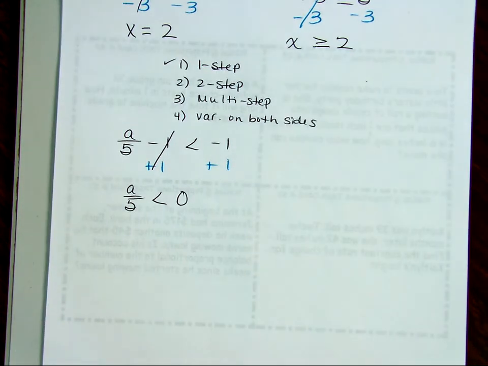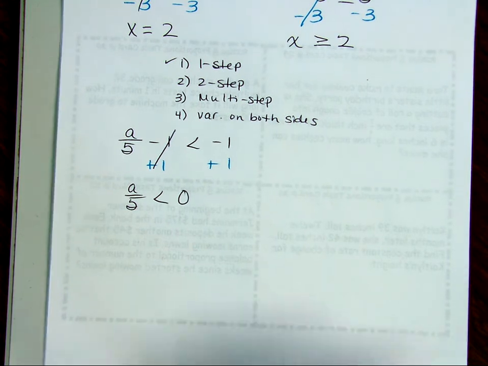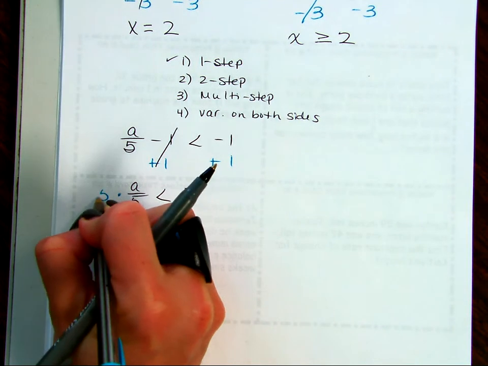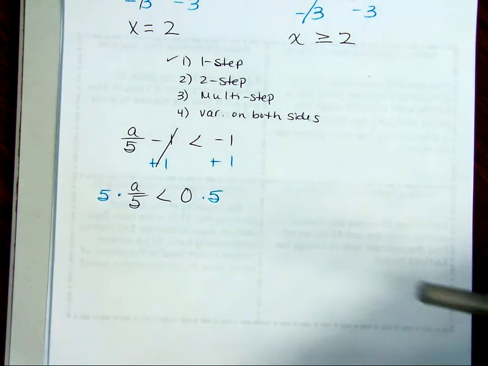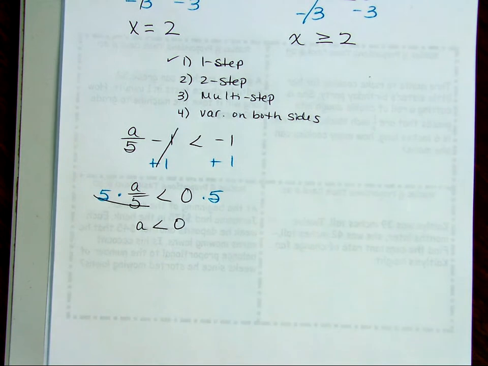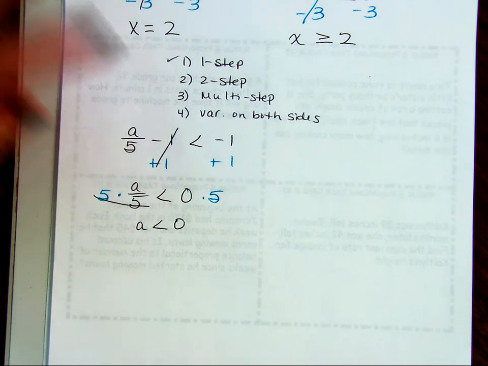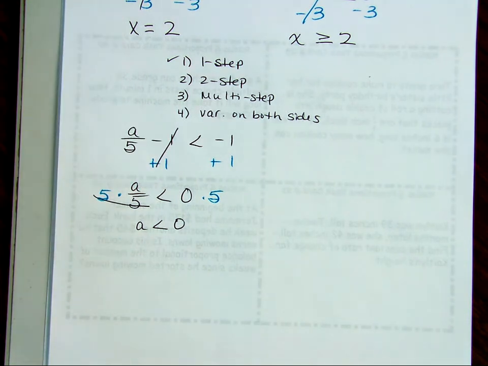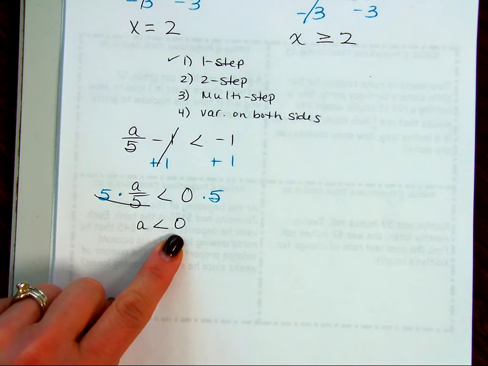Be careful. Everybody seems to think if 0 is somehow in their problem, they're like, oh, no solution, can't do it. 0 is an integer just like all the other ones. This time I'm just going to multiply by 5. And what's 0 times anything? 0. So this means any number less than 0 will work. If I try 1, 1 divided by 5 minus 1 is less than negative 1? I'm sorry, it's got to be less than 0.